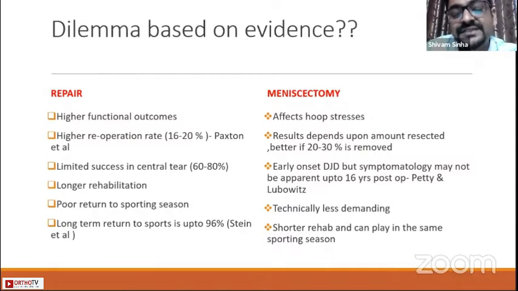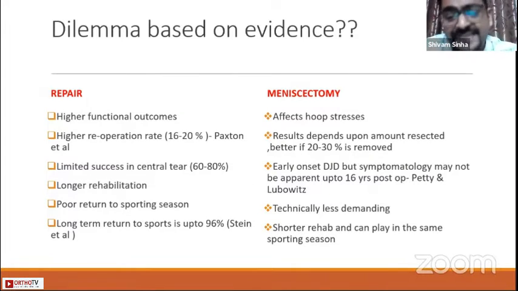There is a limited success in certain tear patterns like central tears. There is a longer rehabilitation and sportsmen might miss their present season. But in the study by Steen et al., the long-term result for return to sport is as high as 96% over as long as 8 years follow-up.